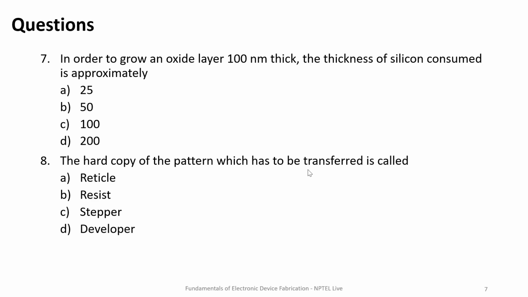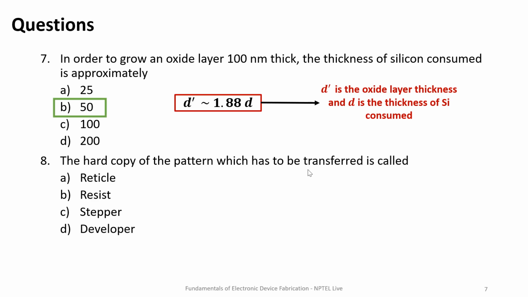50 nanometer. Yeah, others? Is everyone getting 50? Yes. So D prime is equal to 1.88 D, where D prime is the oxide layer thickness and D is the thickness of the silicon consumed. Upon substituting the oxide layer thickness of 100, 1.88 approximately you can take as 2. Then D will be equal to 100 by 2, that is 50 nanometer.